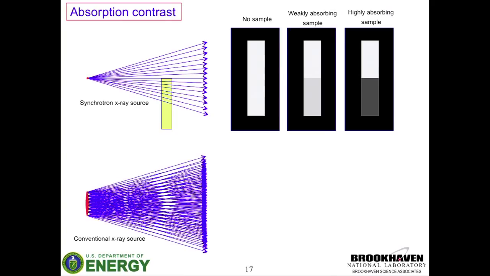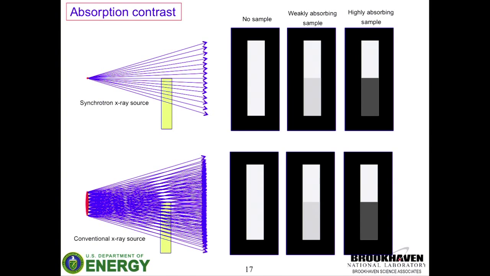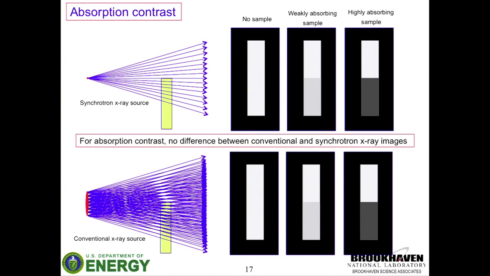In a conventional X-ray source, the X-ray source size, as I've shown here, is very big relative to the synchrotron source size. So again, if you don't have a sample, it looks like that. If you put a sample in, exactly the same thing happens, okay? So for absorption contrast, there's no difference between conventional and synchrotron X-ray imaging, okay?